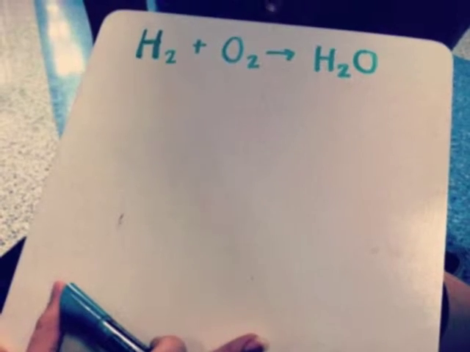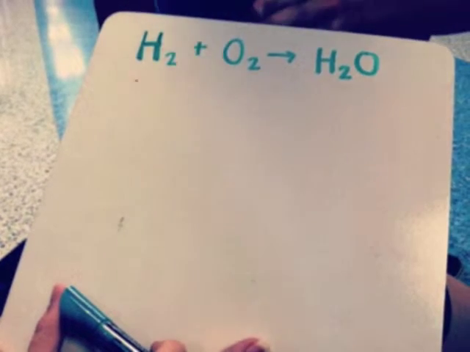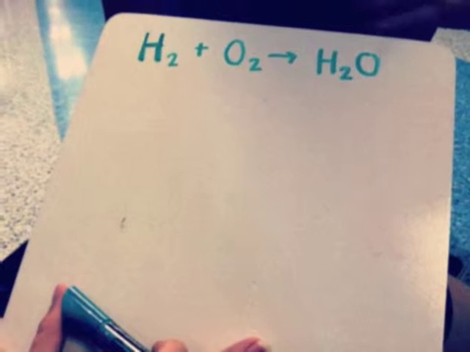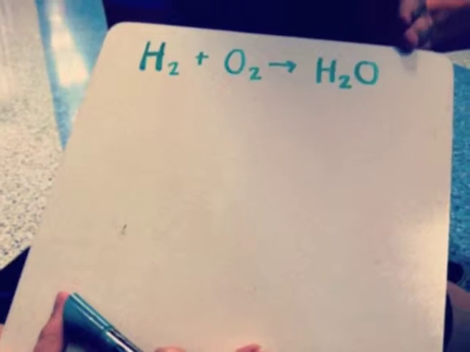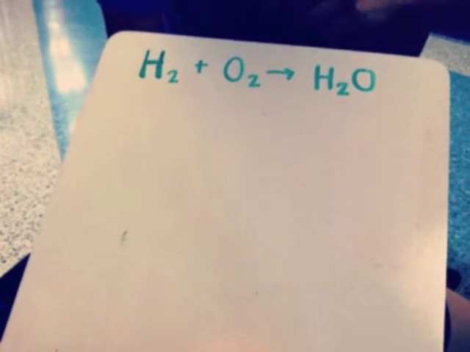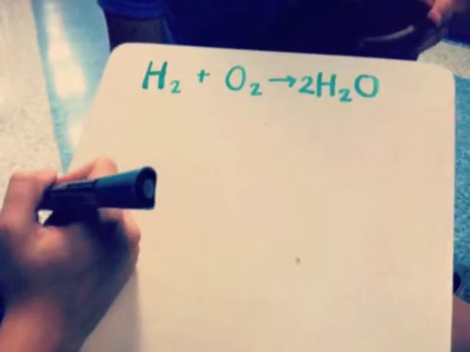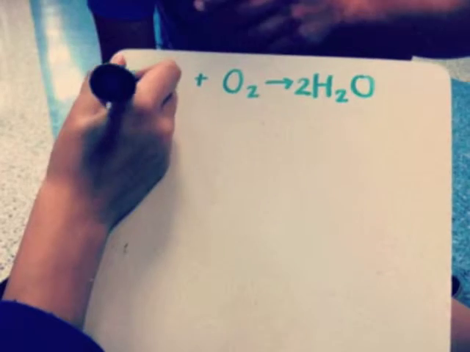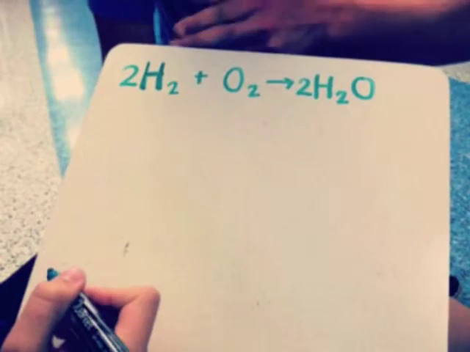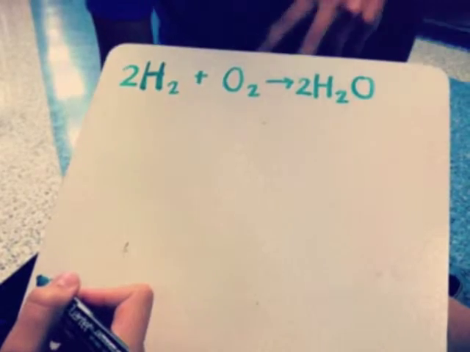On the left side of the equation, you see that there are two H's and two O's. And then on the right side, there are only two H's and one O. So to balance that, you would put a 2 in front of the H2O, giving you 4 H's and 2 O's, which means you need to put a 2 in front of the H2 to give you 4 H's and 2 O's on both sides.